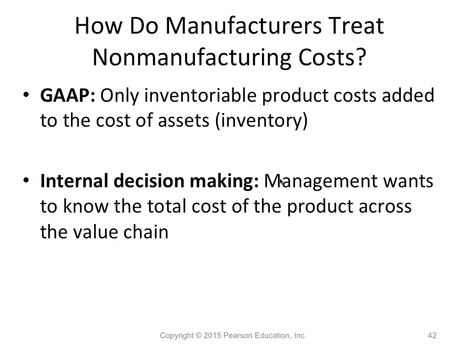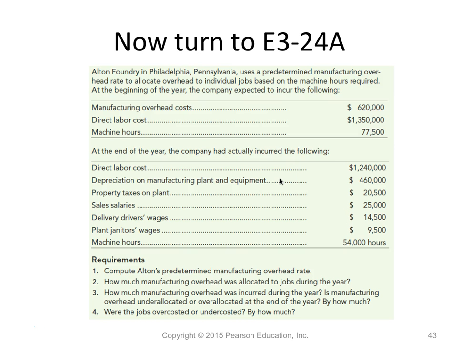Management wants to know the total cost of product across the value chain. So they need to know how much it really costs us. It's not just the direct labor or direct materials, and we also want to put other costs in here to see how much it really costs us to manufacture certain things. Okay. So here's an example. It's in the book.